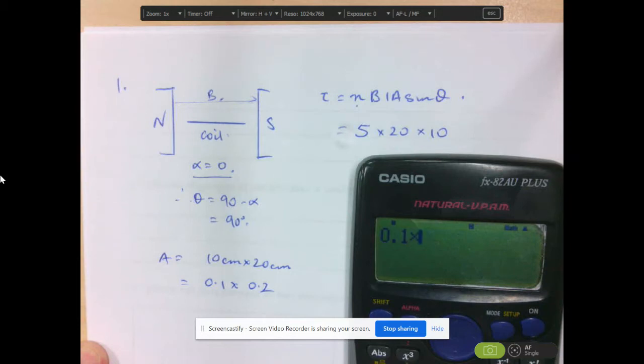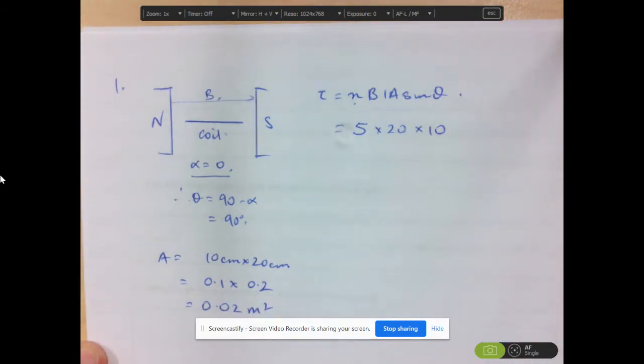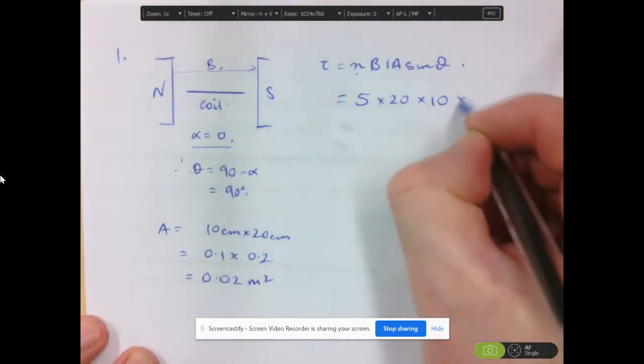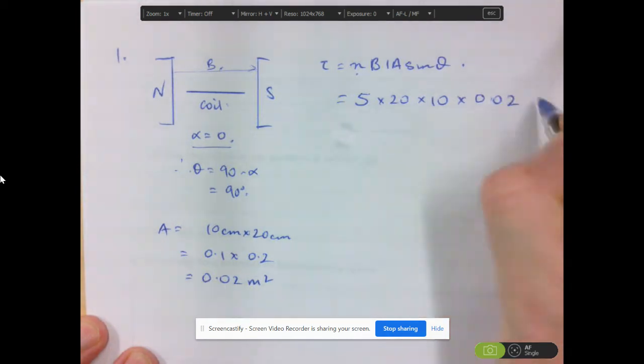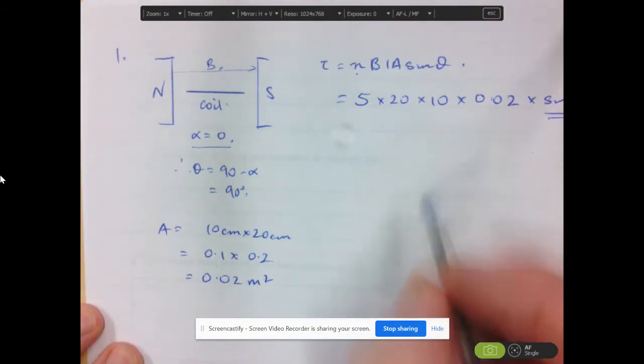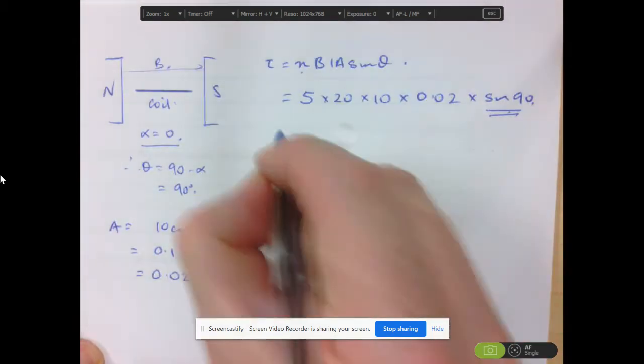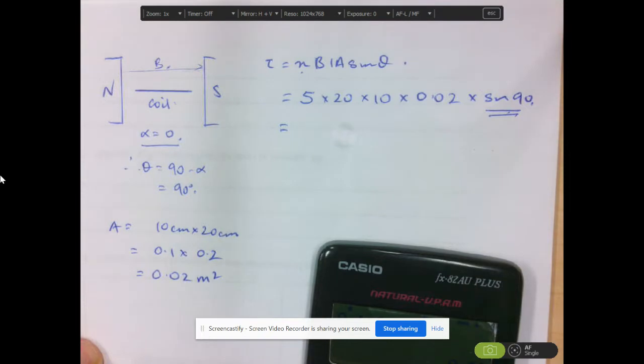I always do it on a calculator just to make sure I don't get things stuffed up. 0.1 times 0.2, and that's metres squared. So that is times 0.02 metres squared times sine, in this case, 90. Now remember, we want the maximum torque when it's horizontal in the field. And that's what happens at 90 degrees.